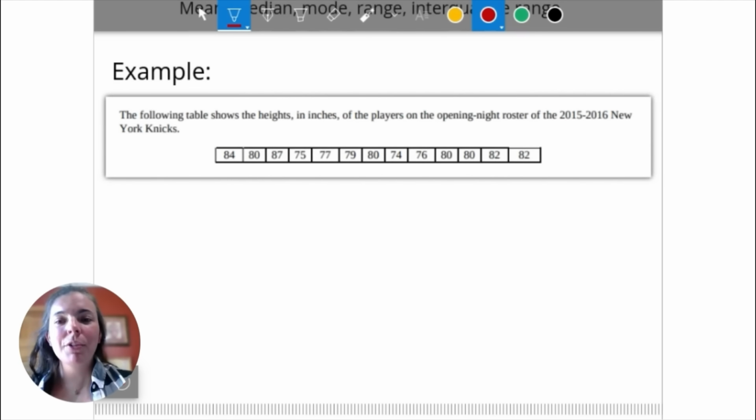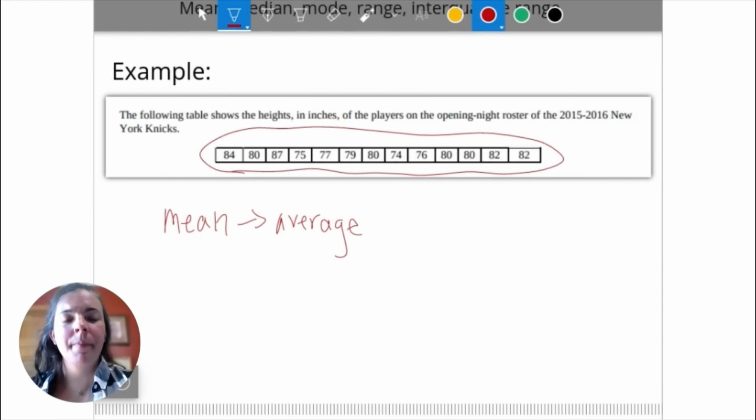The following table shows the heights in inches of players on the opening night roster of the 2015 to 2016 New York Knicks. So we're going to find everything I listed above. So to find the mean, you need to find the average. So mean should make you think of average. So what we need to do to find the average is add all of these up and divide by the number of pieces of data there are.